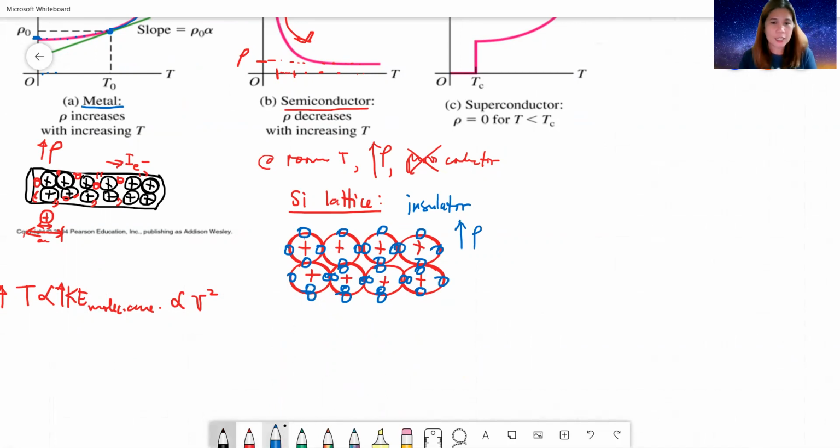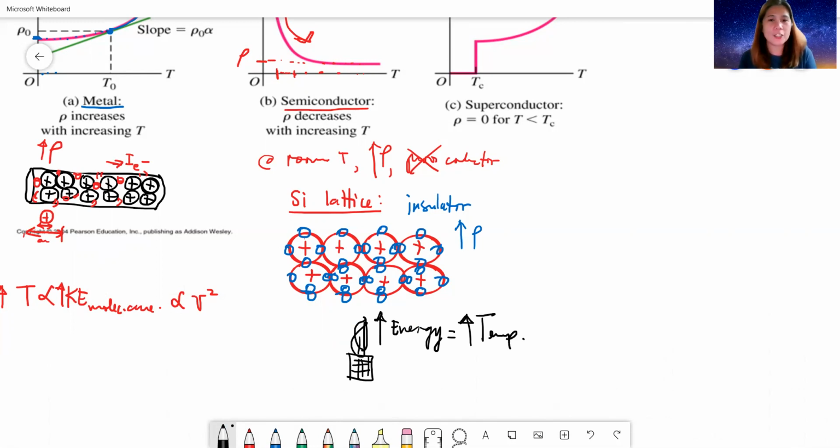However, if we heat this up, no? So let's just say you have a heater here or a burner. By heating it, you are adding more energy into the silicon lattice. It means that you are also increasing its temperature. Tama ba?